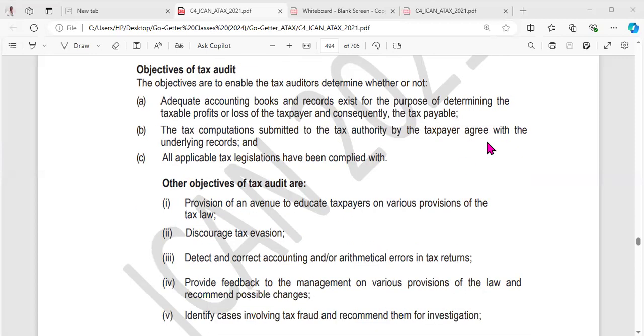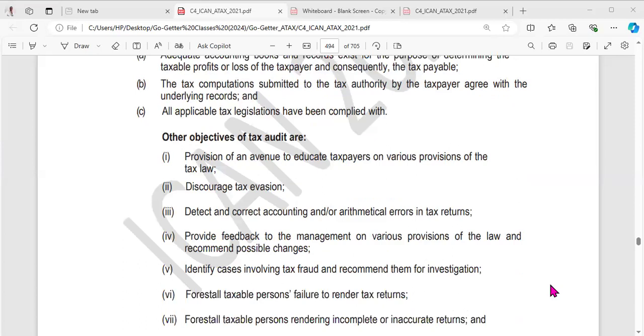Then other objectives could be to provide an avenue to educate taxpayers on various provisions of the law. Tax audits are also done to discourage tax evasion. So when you are accused of tax evasion, they are going to do audit and investigation. It is done to discourage that. It is also done to detect and correct accounting errors or mathematical errors in tax returns. So it means that the 5,400 I gave as an example and that 4,500, it could be that the error has been detected and the difference is being corrected.